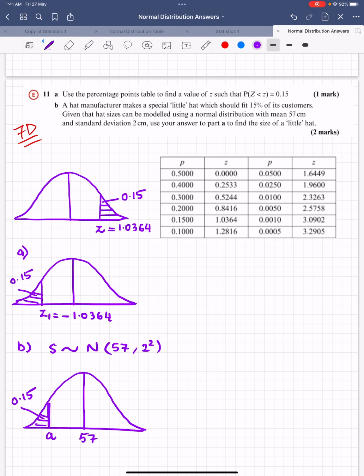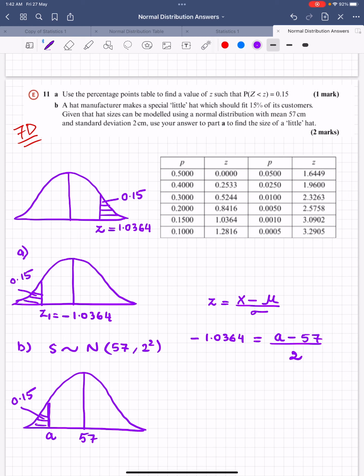Now we know the formula. The z value is equal to the observed value minus the mean, divided by the standard deviation. We already have the z value corresponding to the 0.15 probability to its left. So we write minus 1.0364 is equal to the observed value, which is A, which we need to find, minus the mean 57, divided by the standard deviation 2.